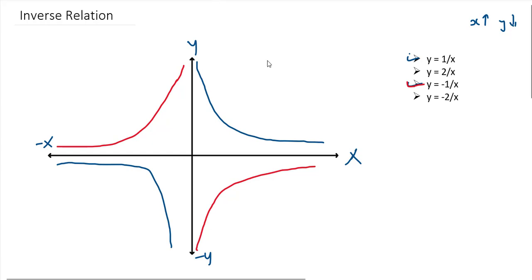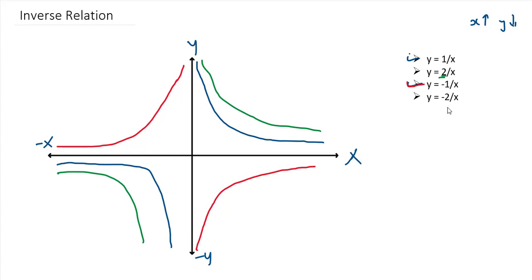Now let's see what will happen if we increase the coefficient from 1 to 2. The only difference will be these graphs will move away from the origin. So the graph for y equal to 1 by x was this way. So the graph for y equal to 2 by x will be further away from the origin. So these two will represent the graph for y equal to 2 by x. Similarly, the graph for y equal to minus 2 by x will look like this. It will move away from the origin.